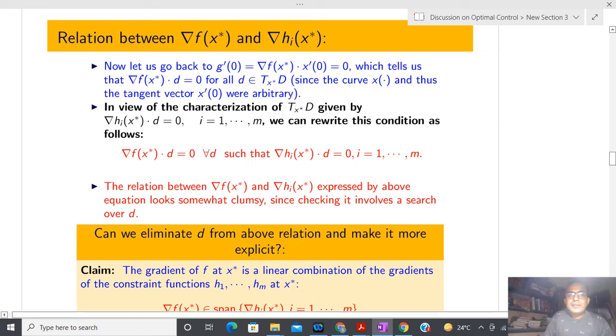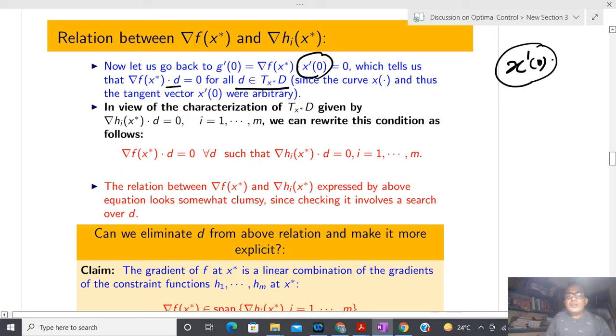So what I am telling is, let us go back to g dash equal to 0, which tells us that again x dash 0, I have told you, is the exact point where we have the tangent space. So I have represented this whole tangent space by d. This is parameterized by alpha equal to 0, so only by varying alpha can I move. And this d basically lies in the whole tangent space.